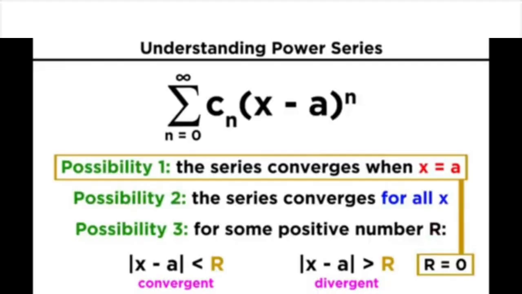Again, what are those three possibilities that can describe a power series? Okay, correct. The first possibility is the series converges when x is equal to a. The second possibility is the series converges for all values of x. And the last possibility is for some positive number r, if the absolute value of x minus a is less than r, the series will converge. And if the absolute value of x minus a is greater than r, the series will diverge.